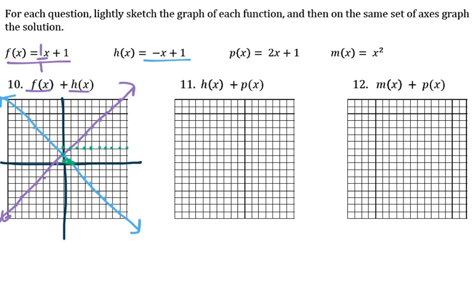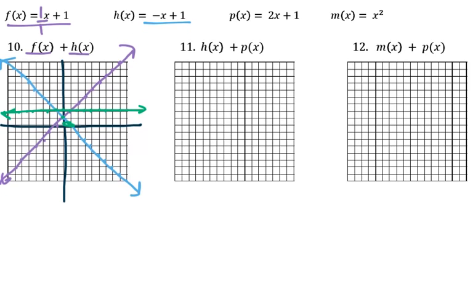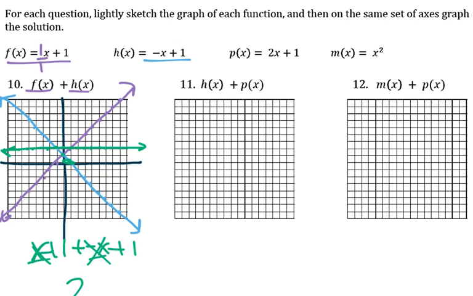Did it work going the other way? Yeah, because we're doing the same exact thing. So combine those functions, it's a straight line. And if you wanted to double check, go x plus 1 plus negative x plus 1. What do we get? Well, positive and negative x cancel out. 1 plus 1 just gives us 2. Makes sense then.